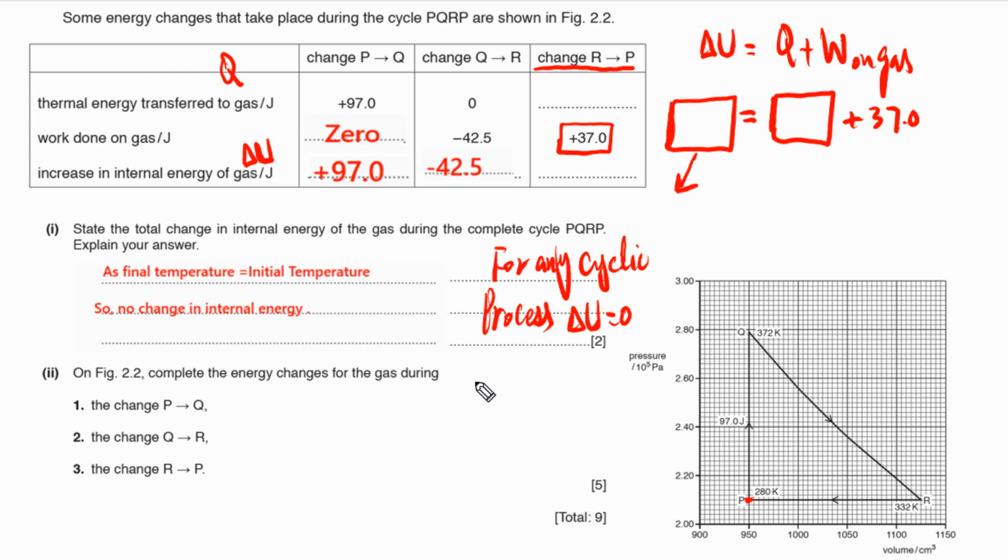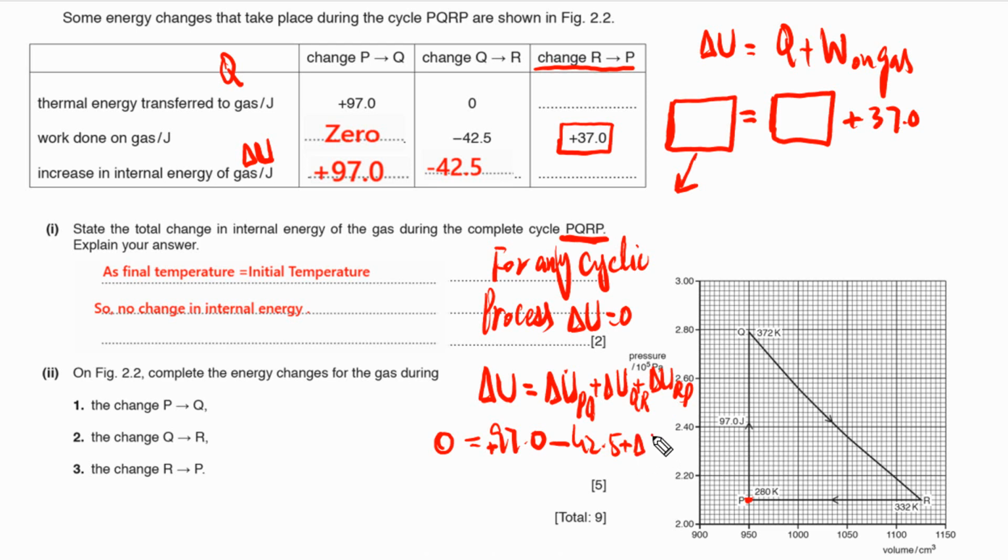So for this complete cycle, delta U has to be equal to 0, and we already have delta U from P to Q. Then we can add delta U from Q to R, plus delta U from R to P, and this has to be equal to 0. As you can see, delta U from P to Q is given, 97.0, plus from Q to R, that is negative 42.5, and all this has to be equal to 0 because P, Q, R, P is one complete cycle.